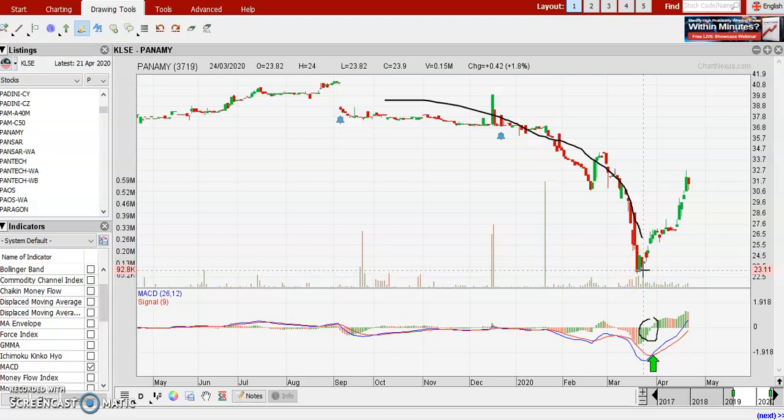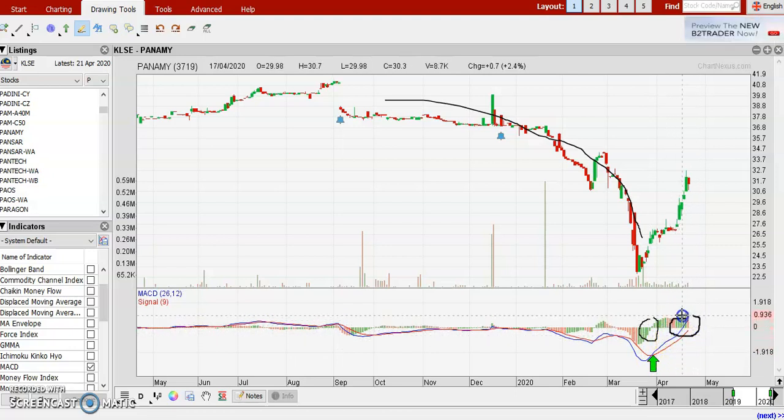you may have a doubt whether it is a genuine movement or just a false signal. So if you're not confident with this first signal, what we can do is wait until a second signal appears, which is when the MACD crosses the zero line. This is a confirmation of the buying signal.